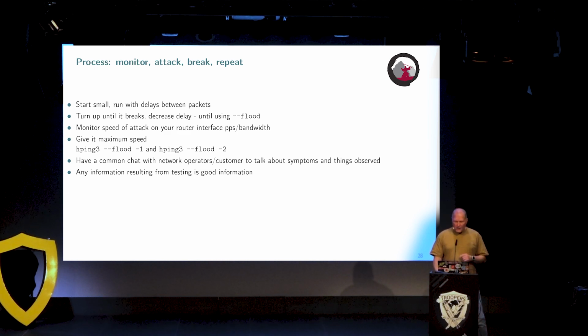So the process now, after having found some targets and some tools, is that you would want to monitor, attack, break, repeat. That's basically an iterative process where you go through all of the test cases, the scenarios that you want to test, and you turn it up until it breaks. And if you turn it up to millions of packets and nothing happens on the whole network, good for you. That's a check. So that scenario is fine. But then you probably will meet like 3, 5, or more scenarios that give you trouble.